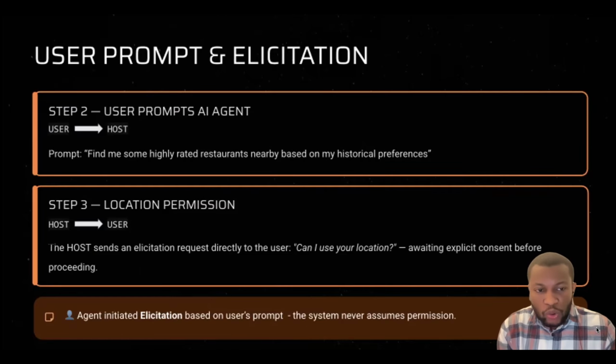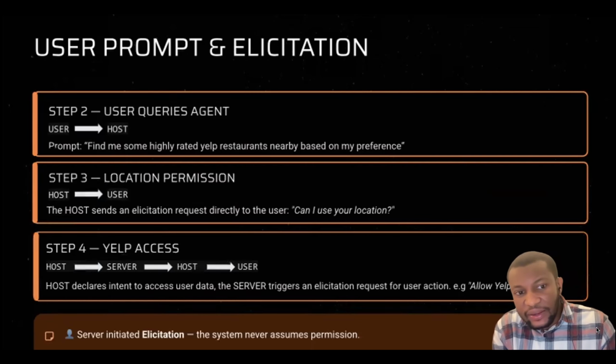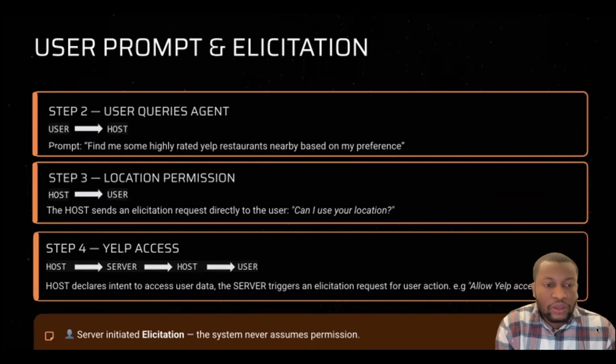At this point, but we'll see next as well that we can also have server-initiated elicitation, which is the agent from the host sending a request to the server, maybe declaring their intent to access the user's data. Now you want to access the user's Yelp data, and that's what the agent wants to access. But the server is not just going to provide that data directly to the agent. It needs to tell the agent to trigger an elicitation request to the user.